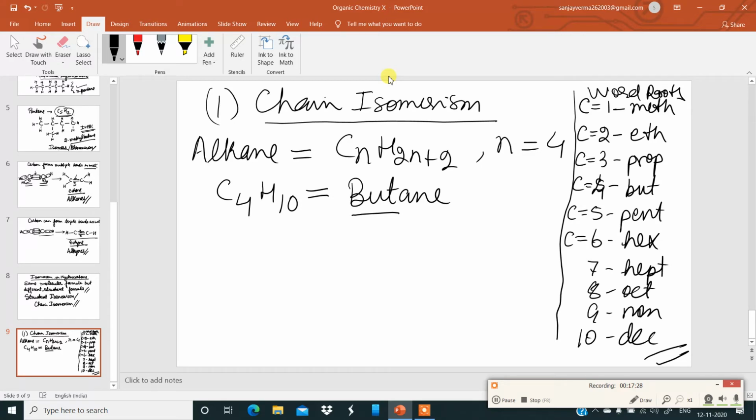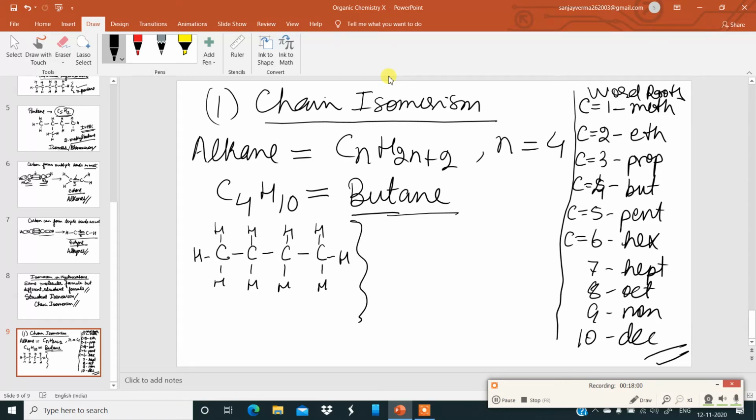Okay. Now this alkane, which is called butane, has 4 carbon atoms and 10 hydrogen atoms. So let me draw the chain isomers of this compound. So first one, carbon, carbon, carbon, carbon, 4 of them, and hydrogen, like this. Hydrogen, hydrogen. So this is one structure. The same molecular formula C4H10 can be written in another structural form in this manner.